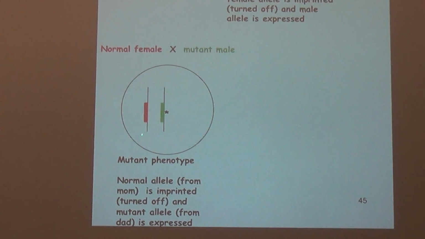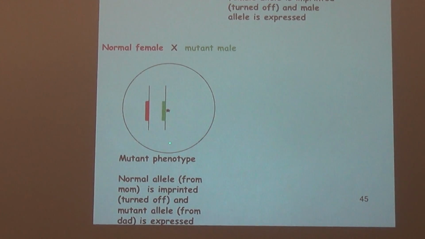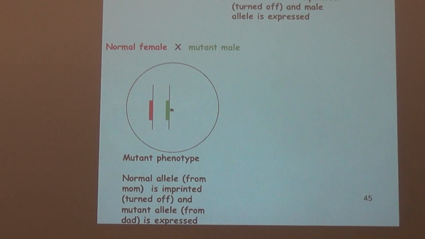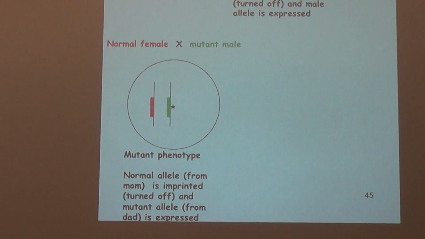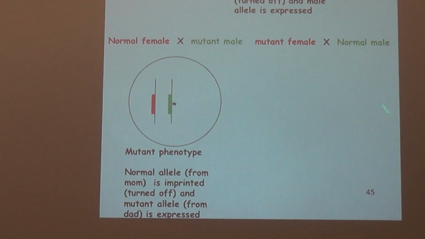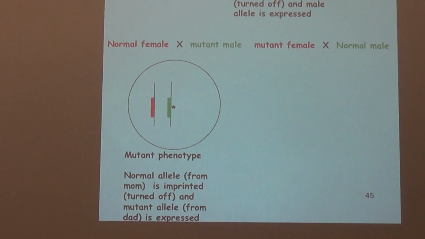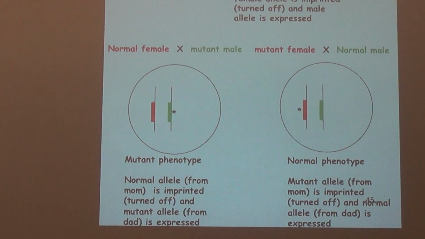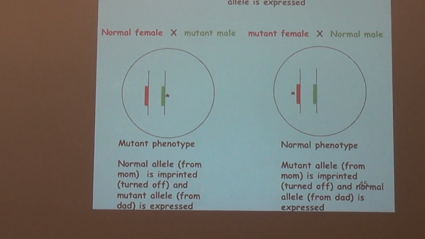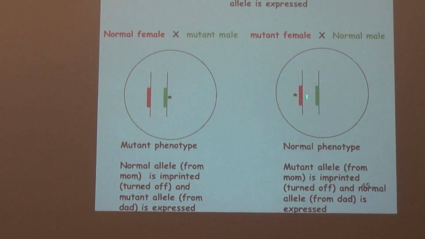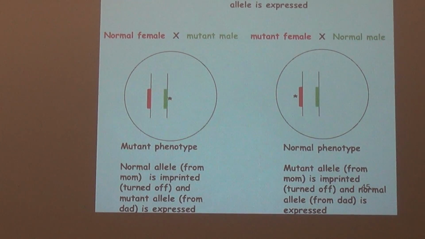So when this gene is turned off, this gene is on, and so all of the progeny will have the mutant version of the imprinted gene made and expressed. On the other hand, if you have a mutant female and a normal male, this mutant imprinted gene is going to be silent. It's not going to be expressed. And because this mutant gene is not going to be expressed, only the normal gene is going to be expressed. You get a normal.